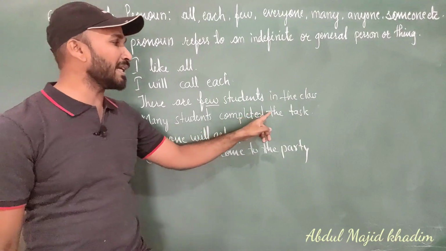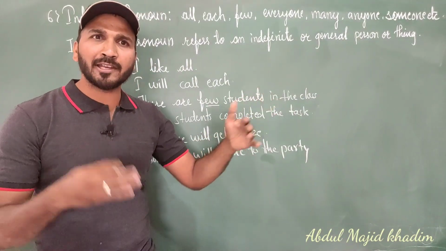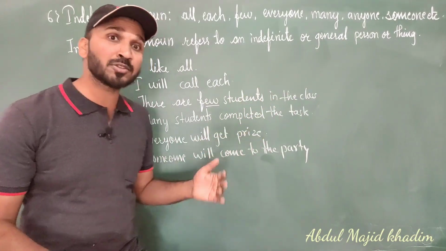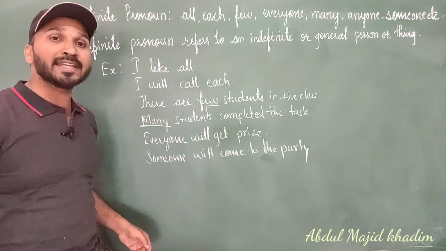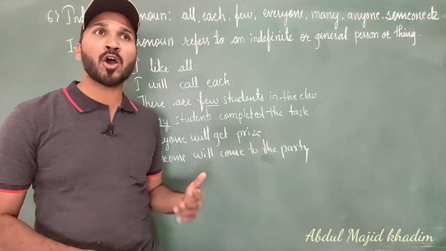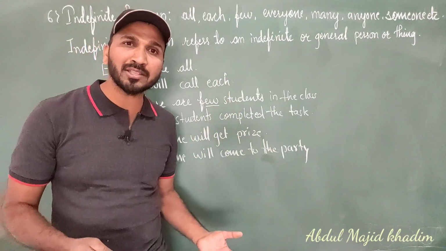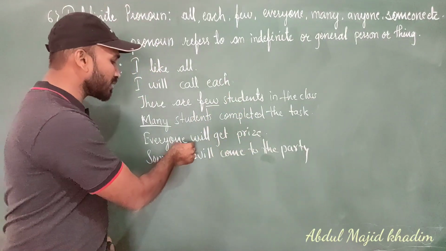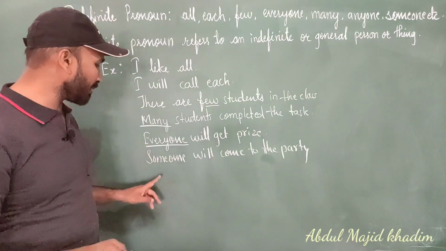Many students completed the task, means how many? 5, 10, 16, 20. It is not definite. So that's why many is also an indefinite pronoun. Everyone will get a prize. Everyone means how many? 10, 30, 40. How many students? No, it is not definite. So that's why everyone is also an indefinite pronoun.